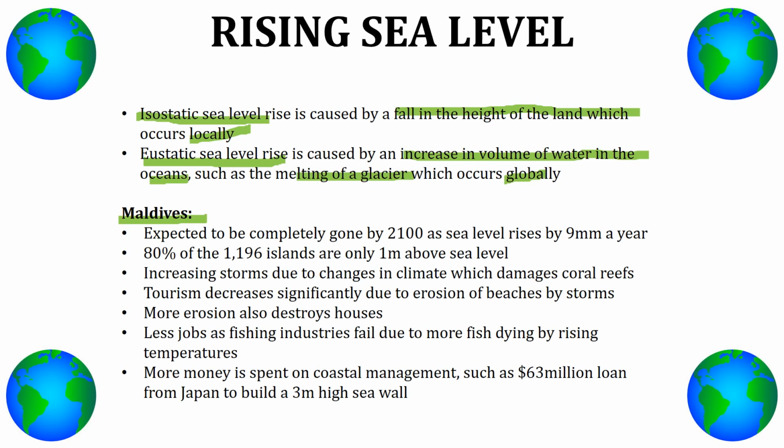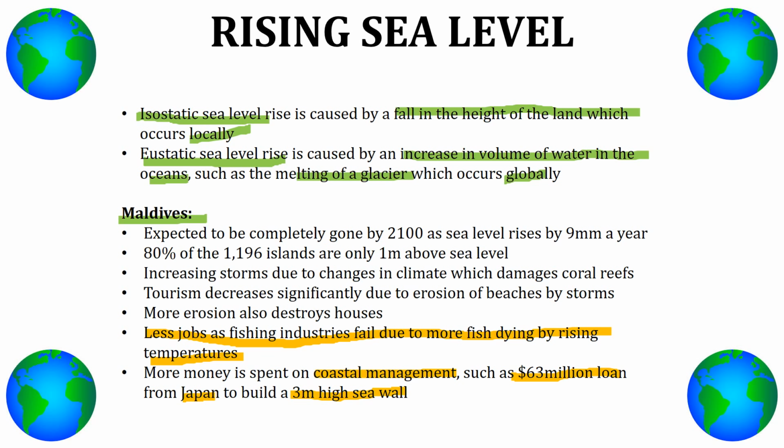I need to color code this actually. So for red, we'll use economic effects. So more money is spent on coastal management. You cannot read that, so I will use a different color. I'll use yellow. So more money spent on coastal management, such as $63 million lent from Japan to build a 3-meter high seawall, which is proving ineffective, to be honest. And also there are fewer jobs as fishing industries fail due to more fish dying from rising temperatures. Fish is a main source of income in the Maldives actually. A lot of fishing farmers use it.